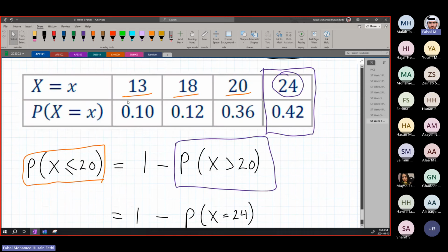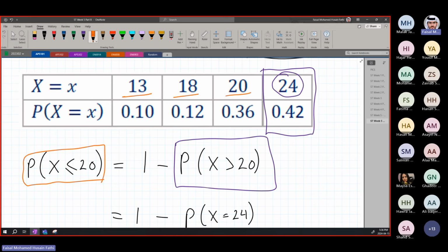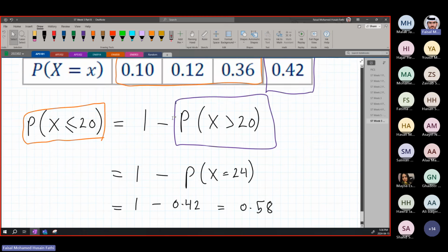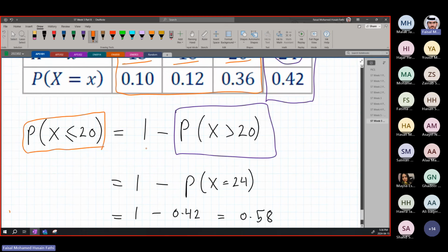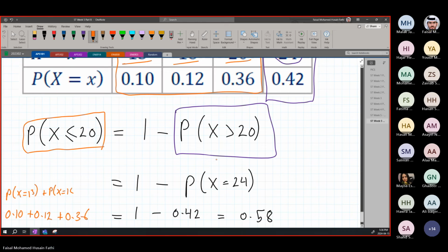All right, let's check this formula. If we are going to do this directly, what are we going to have to do? We're going to have to add up all of these, right? So if we're just doing the orange part, we're going to have to add up all of these. So this has to be equal to the same thing, right? On the left side, it has to be equal to the same thing. So 0.10 plus 0.12 plus 0.36, which is the probability of x equal 13, plus the probability of x equal 18, plus the probability of x equal 20.